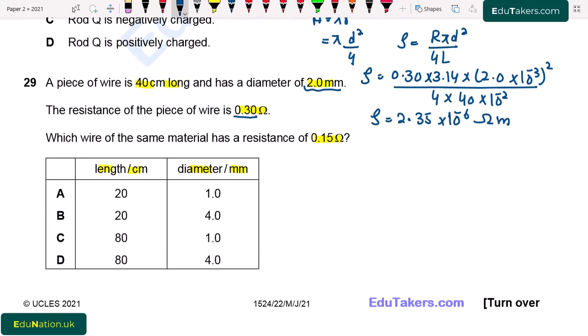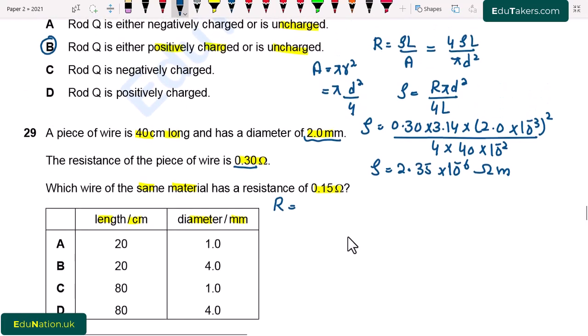Next, it is given that the material of both of these wires is the same, which means that the resistivity of both of these wires is the same. So I use this value of the resistivity to find out the resistance of the other wire. I write here, again I use the same formula that R is equal to 4 rho L over pi d square.